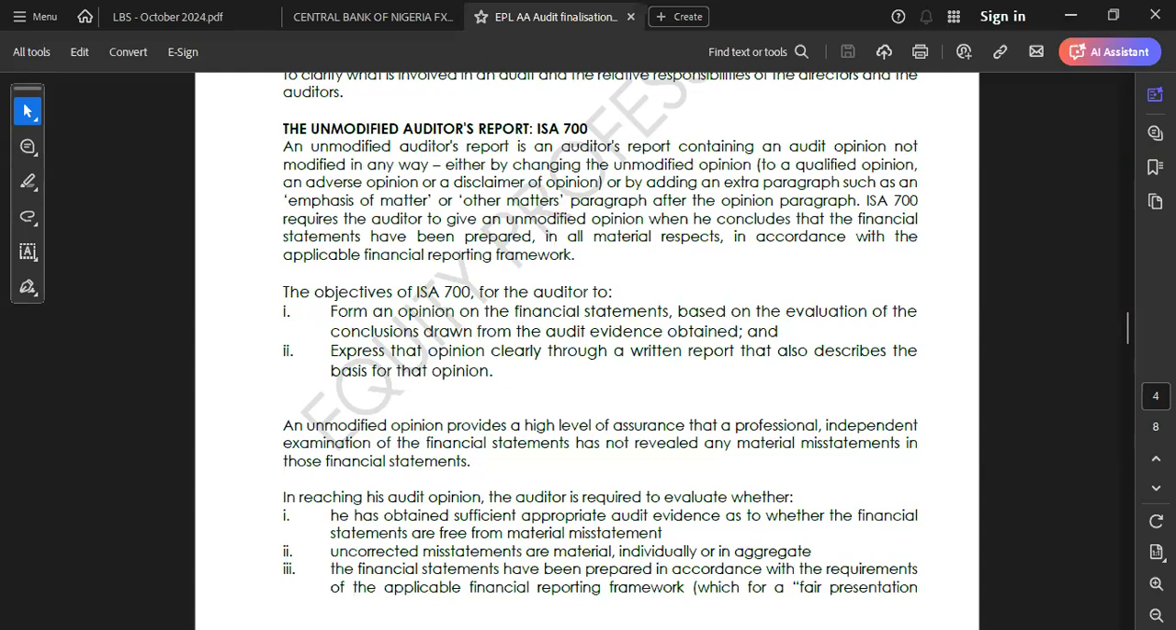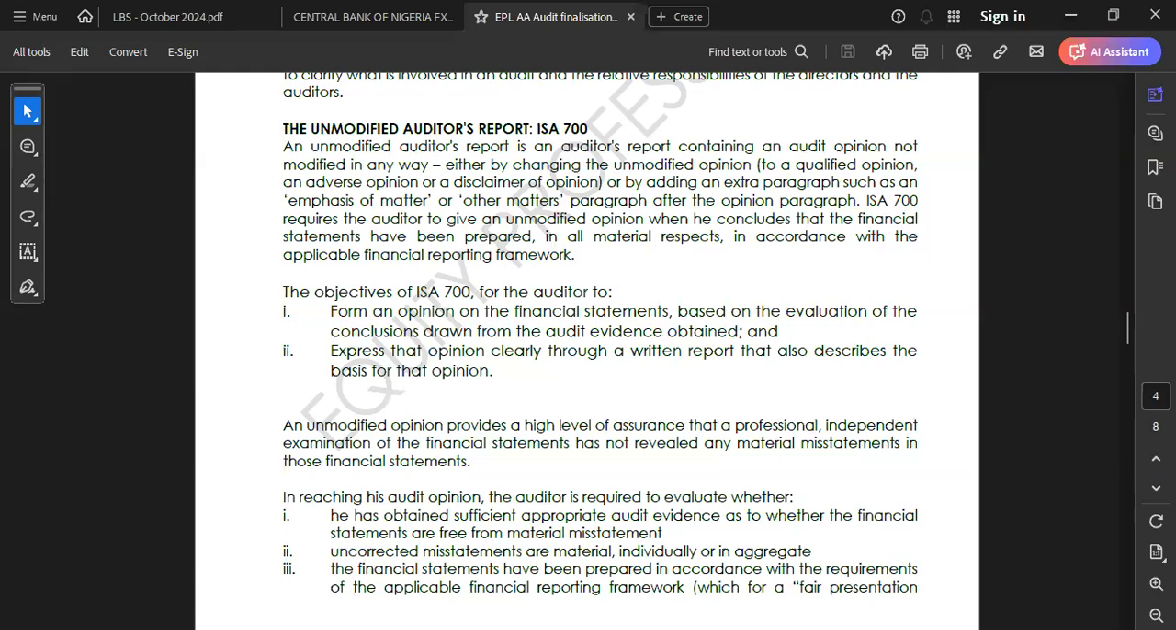So what we're saying here is that when the auditor is reviewing a financial statement and discovers that this financial statement has been prepared and there is no material misstatement, is showing a true and fair view, the right applicable financial framework is being used, the auditor is expected to give an unmodified opinion. In layman's terms, it is what you call a clean report.